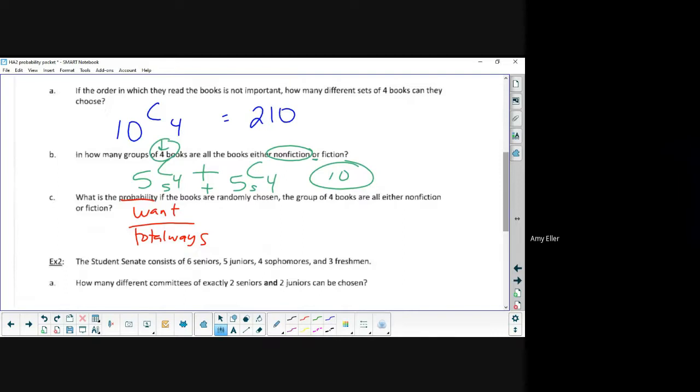Didn't we just do that right here? This is how many ways you can get the books to be all fiction or nonfiction. There's 10 ways to do that. How many total ways are there to take 10 books and pick 4 of them? We already did that too.